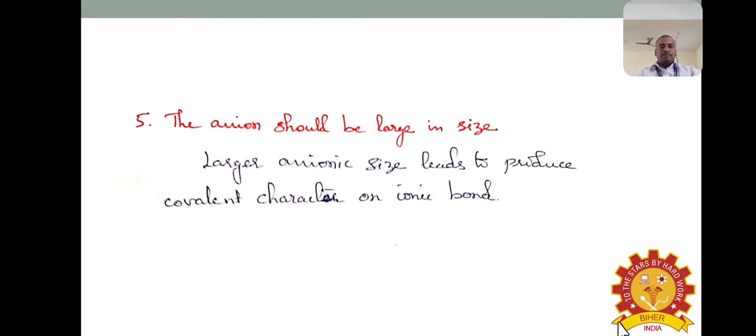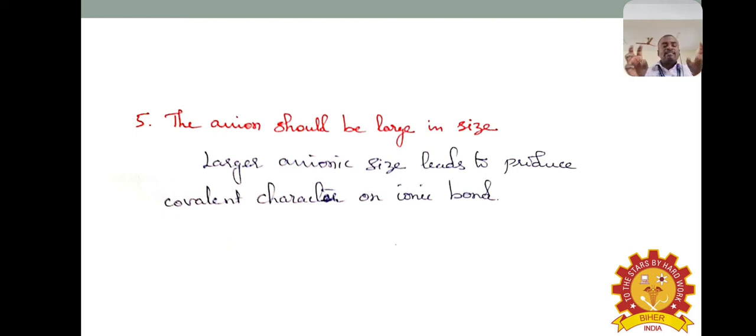When the anion's size increases, the interaction between nucleus and outermost orbital is weak. That's why they can easily donate the bond electrons to the cation. That's why anions should be bigger in size and cations should be smaller in size. When cations are smaller in size, the interaction between nucleus and outermost orbital is very strong, so they can easily attract electrons from the anion. When the anions are large in size, the interaction between nucleus and outermost orbital is very weak. So cations easily pull the electron from the anion.